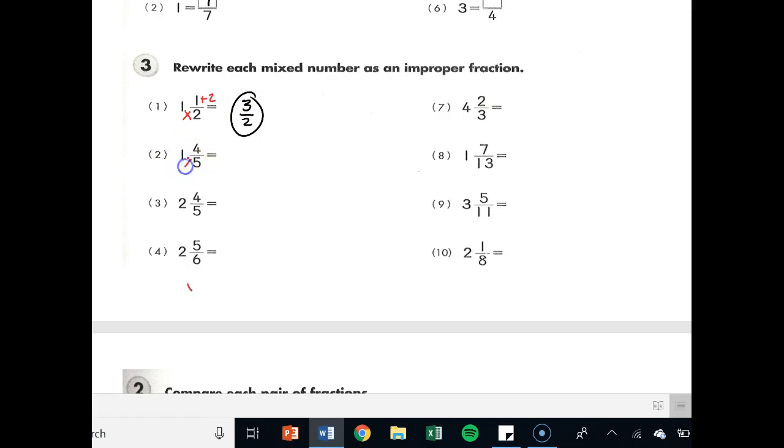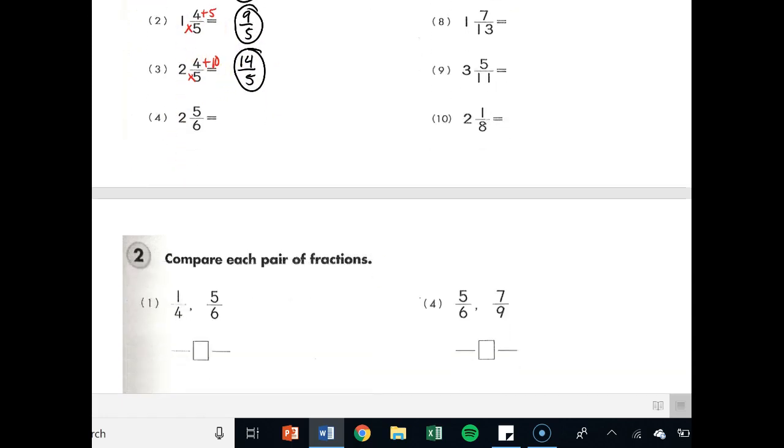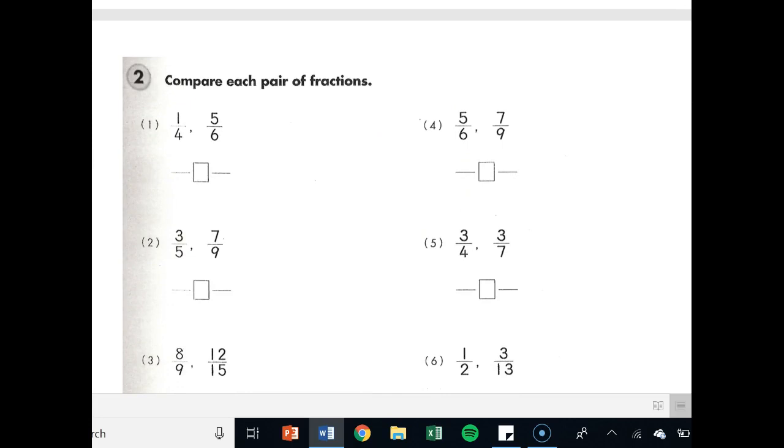1 times 5, that's 5. Add it to your numerator. 4 plus 5 becomes 9 over 5. You keep the denominator. One last one together. 2 times 5, that's 10. And then 4 plus 10, that's 14 over 5, right? So whole number times denominator, add it to the numerator, and then keep the denominator. You got the rest. If we go to the back side, we're going to compare fractions.